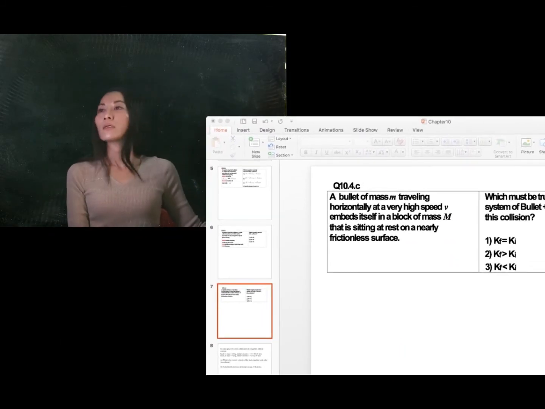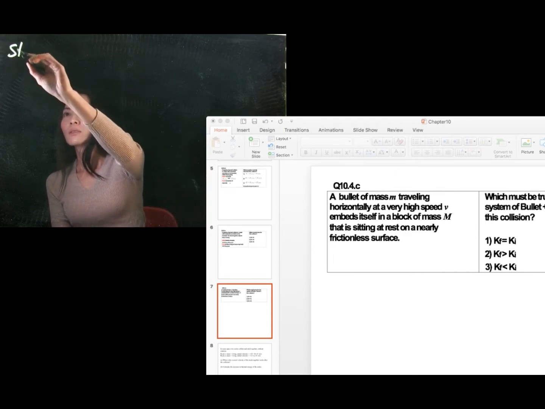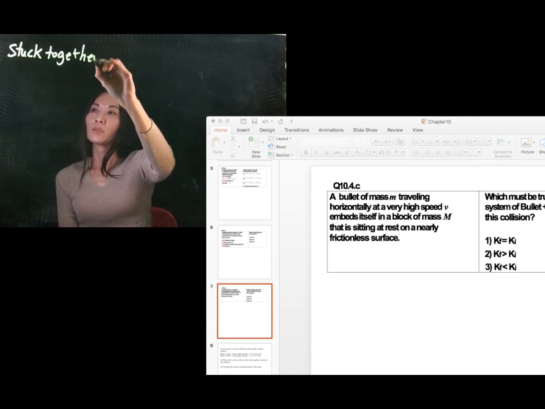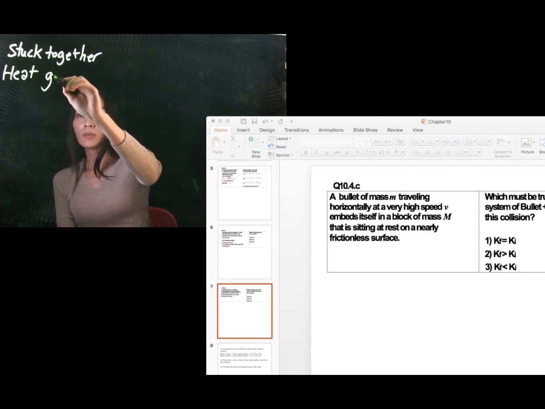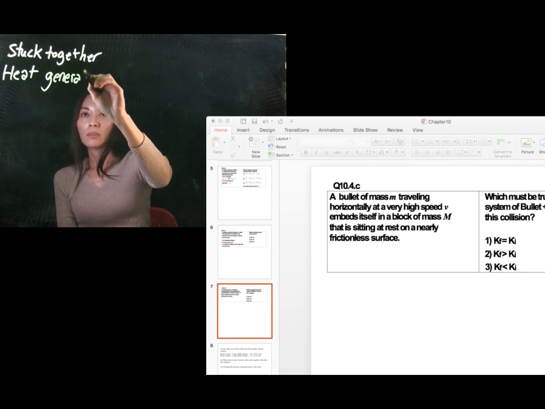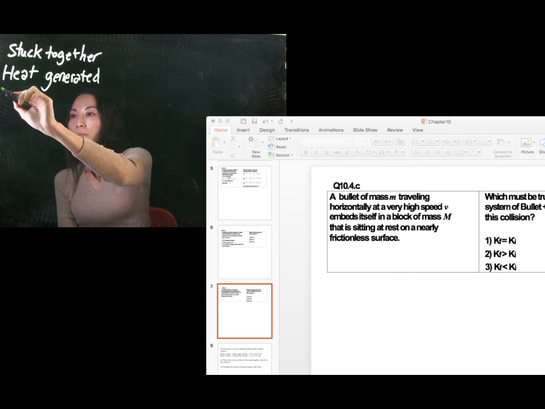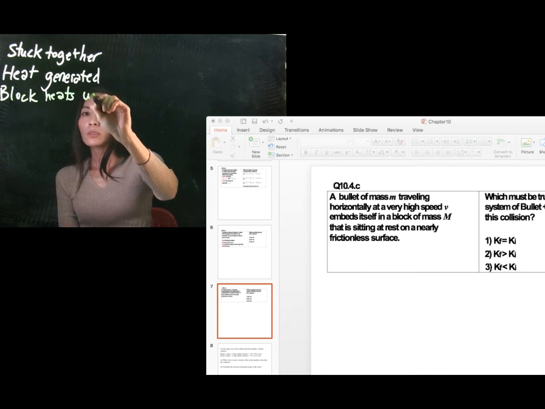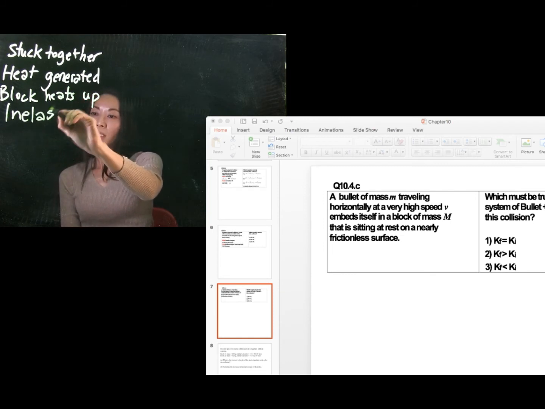So first of all, we need to recognize what type of collision it is. From the description, we see that they are stuck together because it's embedded. And also, heat must be generated because the bullet is traveling at very high speed and embeds itself into the block, and so that means that the block heats up. So this type of collision is classified as inelastic.